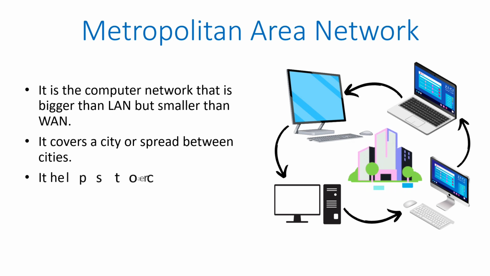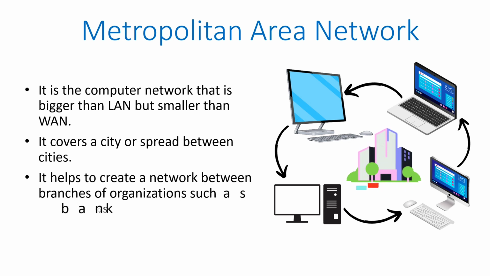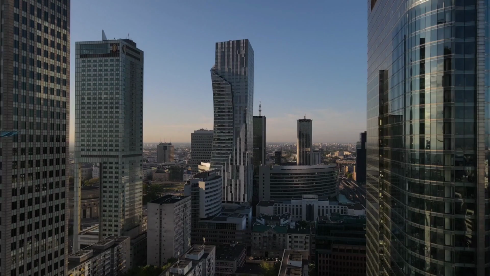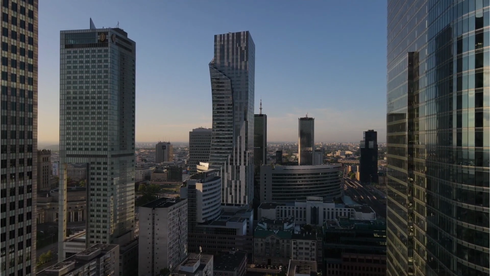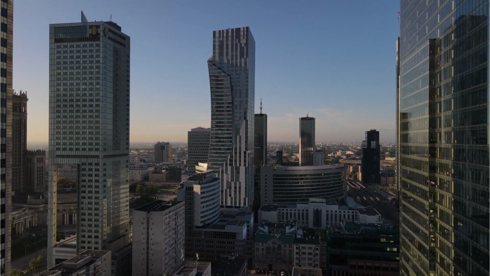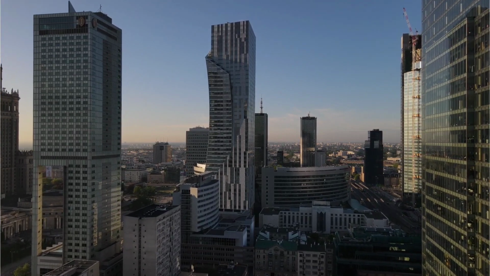It helps to create a network between branches of organizations such as the banks, offices, schools, and so on. So the branches of different sectors, different organizations are interconnected or interlinked with the help of metropolitan area network. So MAN covers the larger area than local area network that spreads within the city or between the city. So such type of network that covers the city or spreads in between cities, they are the metropolitan area network.